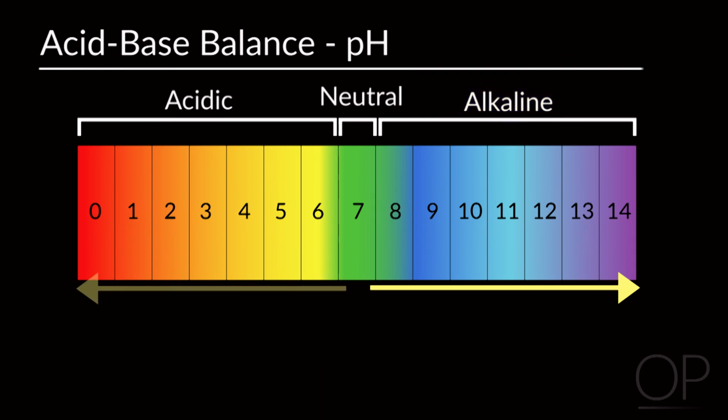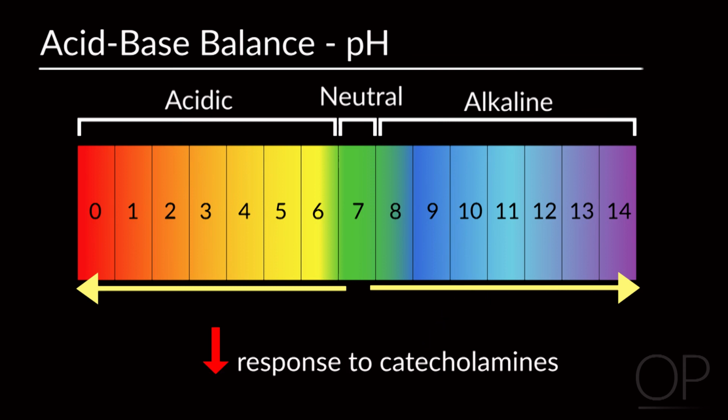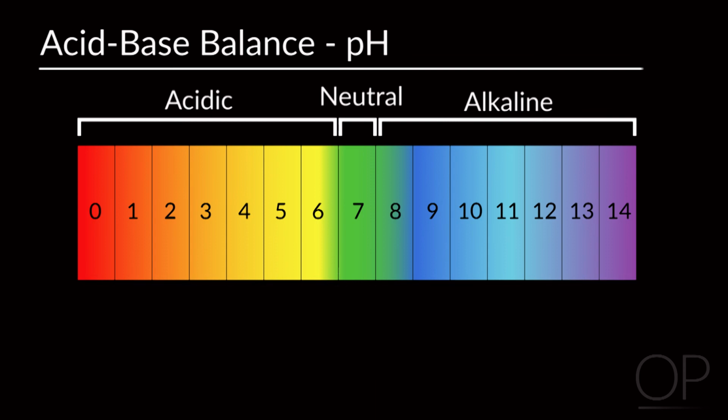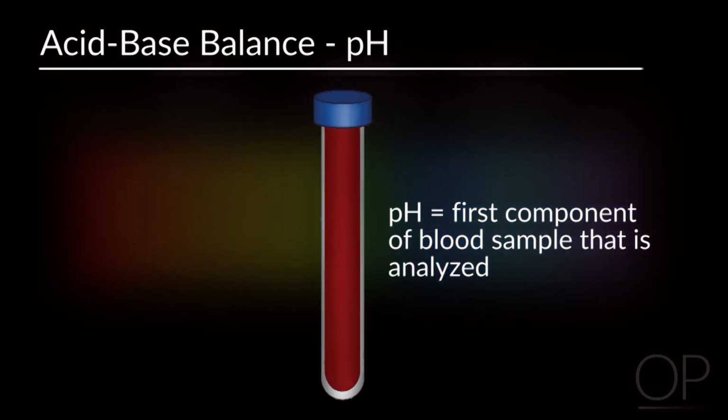When the blood is very acidic or alkaline, normal physiological functions are adversely affected. Force of cardiac contractions deteriorates, vascular response to catecholamines is diminished, and the metabolism of some medications is incomplete, thus making the patient less responsive to them. When diagnosing the patient's acid-base balance state, the pH is the first component of the blood gas sampling that is analyzed by a clinician.